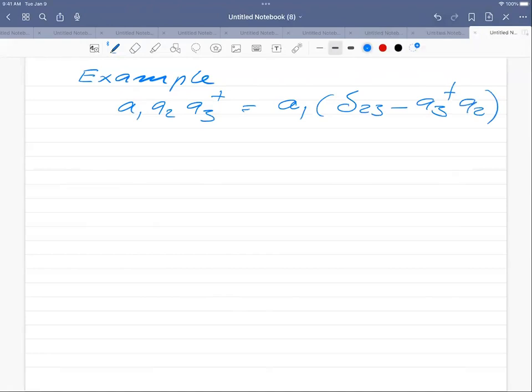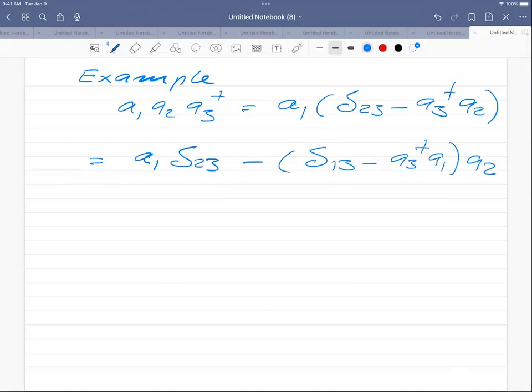And then if we now look at it, we can rewrite this as A1 delta 2 free. And then we have minus, and now we are going to reuse the anti-commutation rules. So we have the annihilation operators to the right, sorry. And then we will have a delta 1 free minus an A free dagger A1, and this acts on A2 here. And when we collect everything, we have an A1 delta 2 free, and we have a minus delta 1 free of A2, and then we have a plus an A free dagger of A1, A2.